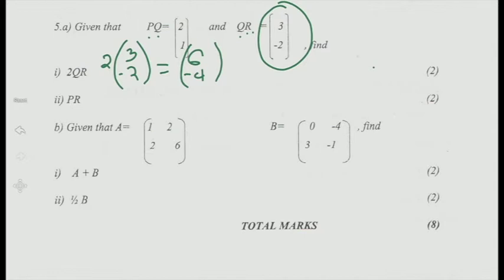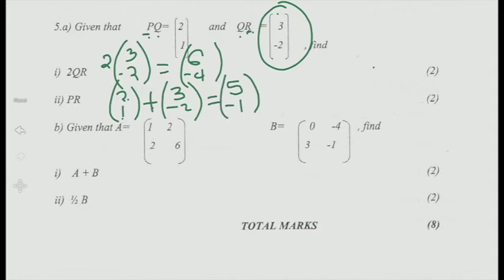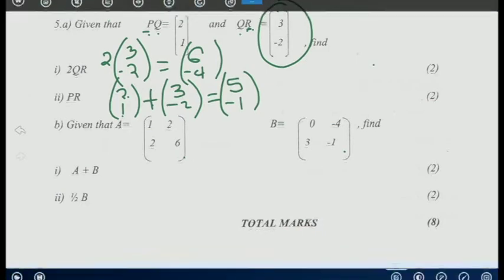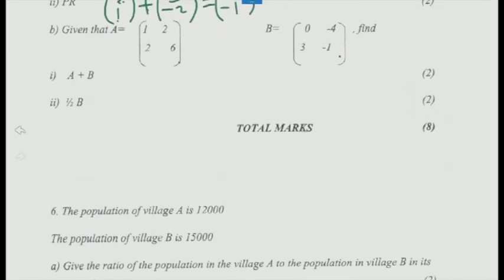PR. So we are going to add these vectors. We add (2, 1) plus (3, -2). 2 plus 3 gives us 5. 1 plus negative 2 will give us negative 1. Given that A is this matrix, B is this matrix, find AB.